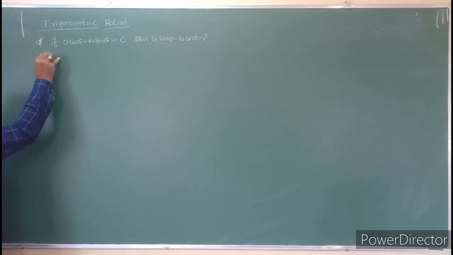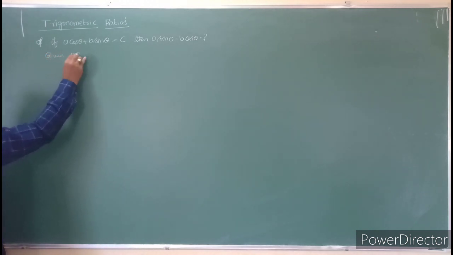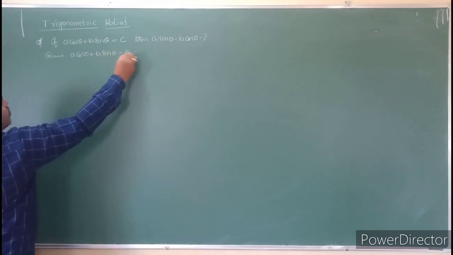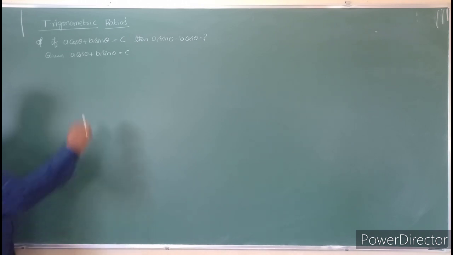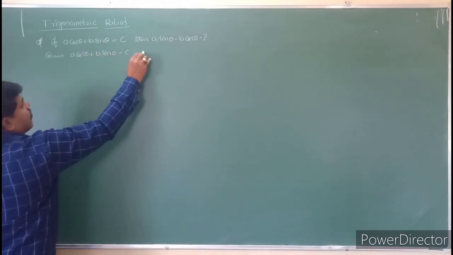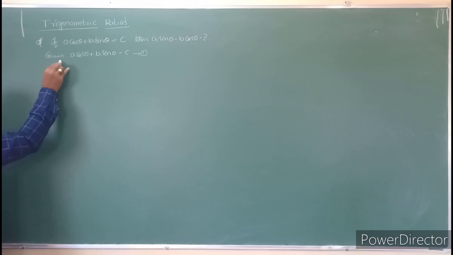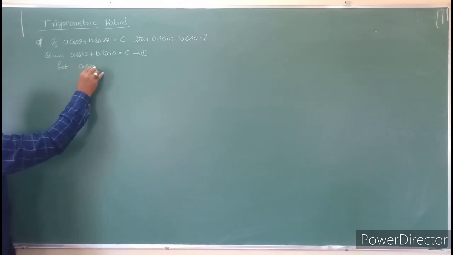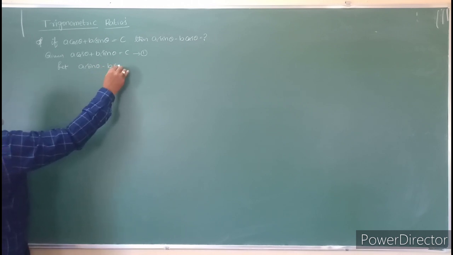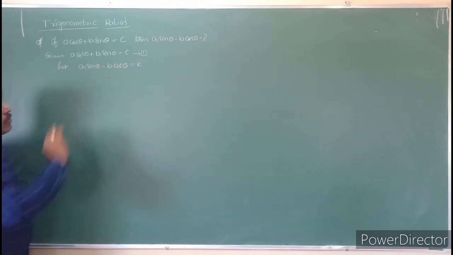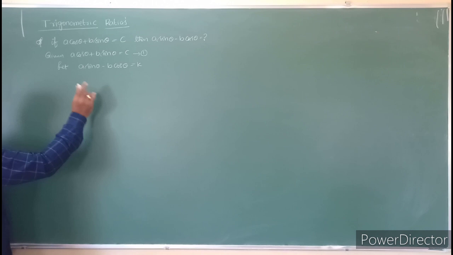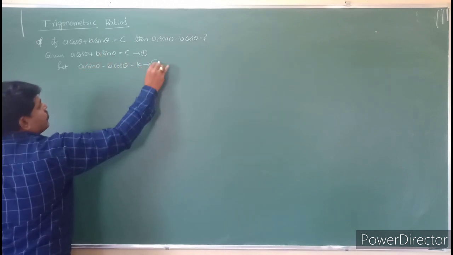Given A cos theta plus B sin theta is equal to C. Yes or no? So I am taking this as equation number 1. What we have to calculate is A sin theta minus B cos theta. That value I am taking as K. That means you have to calculate the K value. Okay. This is equation number 2.